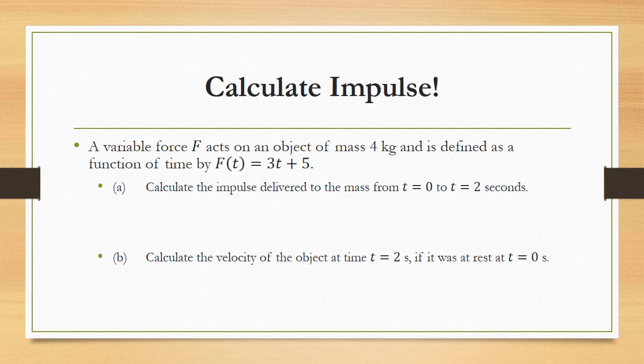Let's try to apply the first of those two strategies. We're going to start with the function for the amount of force with respect to time acting on this object, and it's given by 3t plus 5, and we'll assume force is in newtons and t is in seconds. The object has a mass of 4 kilograms. I'd like you to pause the video here and try to solve parts A and B, and I will pick it back up with the solution in a few seconds.